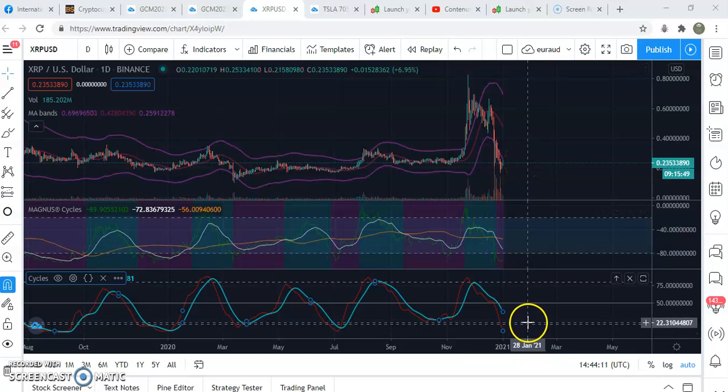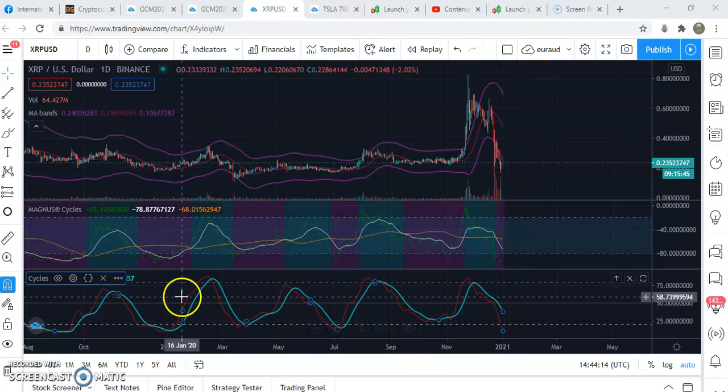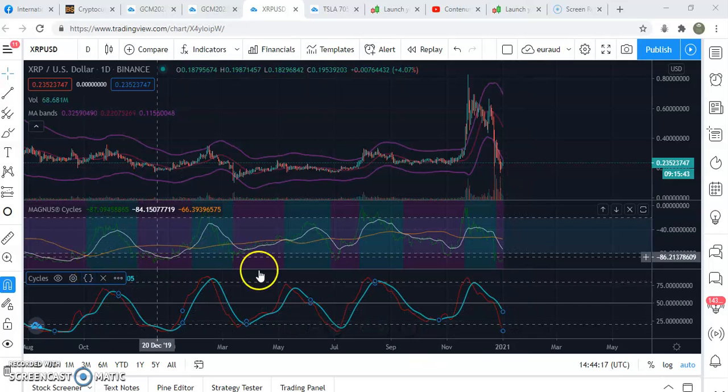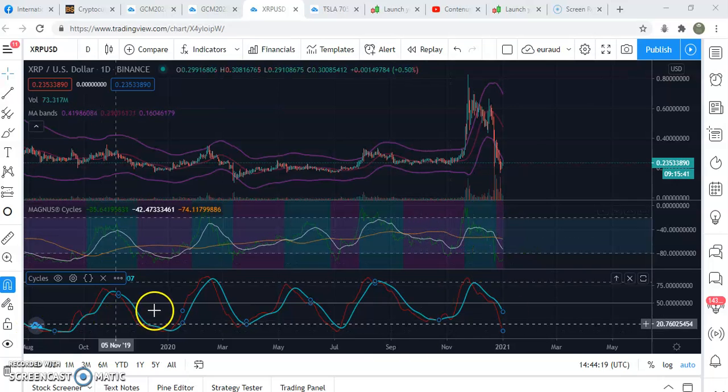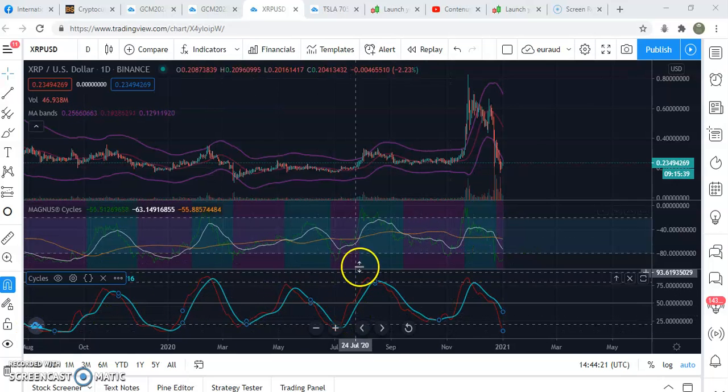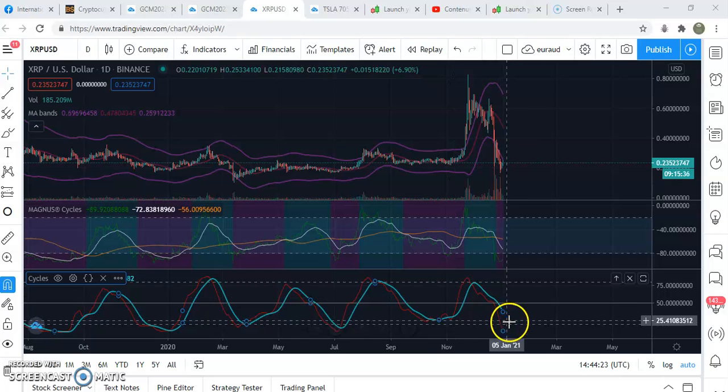So again, mid-January, end of January, this is our projection for the beginning of a new cycle. As you can see here, we have both the main cycles and this kind of cycle, which are like the waves in the sea, really helping us understand where we could start piling into Ripple.